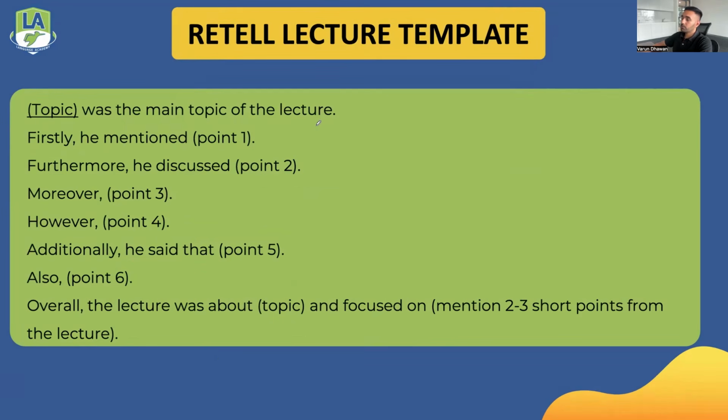This is the structure which you have to use. This is just a structure so that you can include maximum content. You can frame a structure by yourself as well. So you start with the main topic. Dash was the main topic of the lecture. Firstly, he or she mentioned point number 1. Furthermore, he discussed point number 2. Moreover, you give point number 3, point number 4, and point number 5. If you have more sentences or more ideas or more keywords or phrases, another one. Otherwise, you conclude like this. Overall, the lecture was about this and focused on 2 to 3 short points, or you can just repeat these ones.